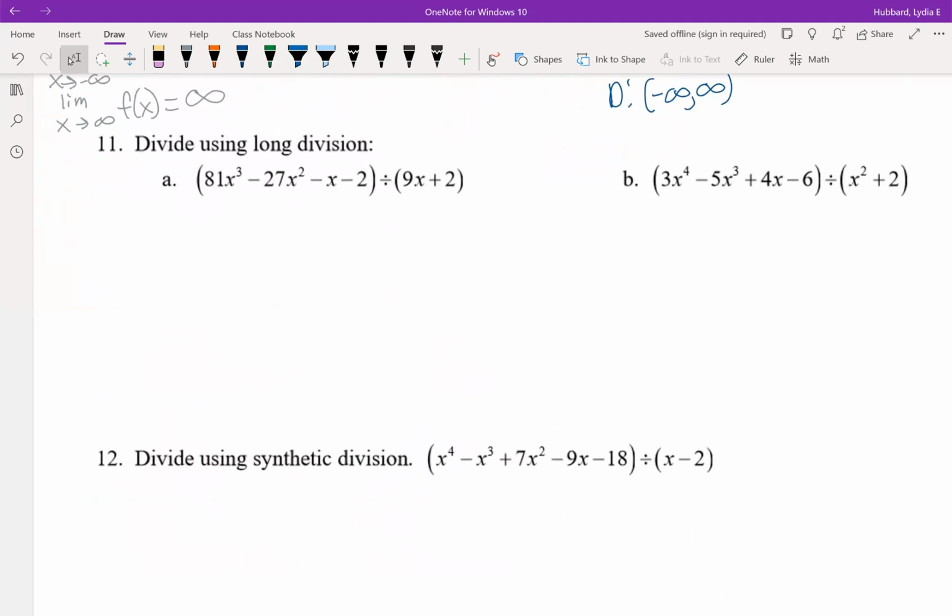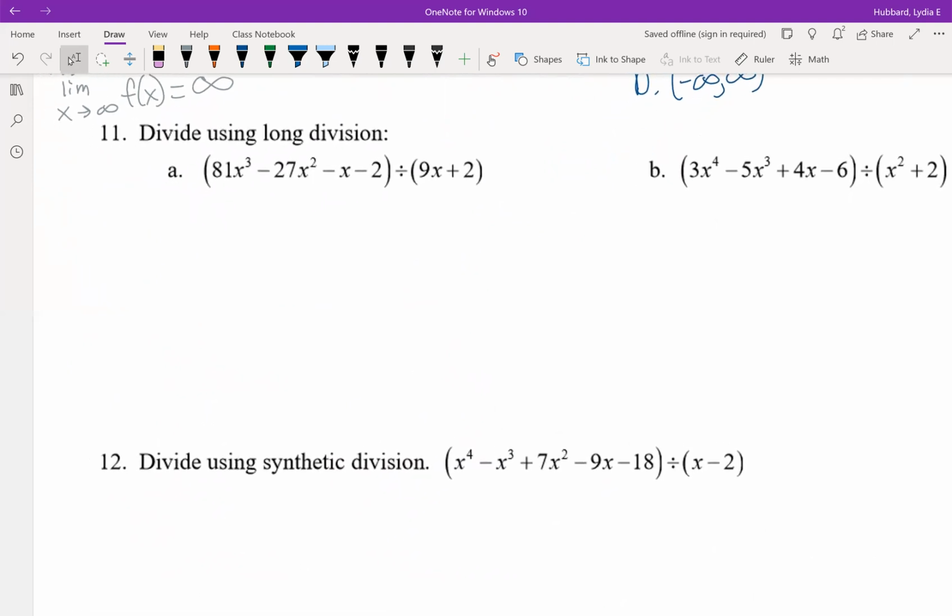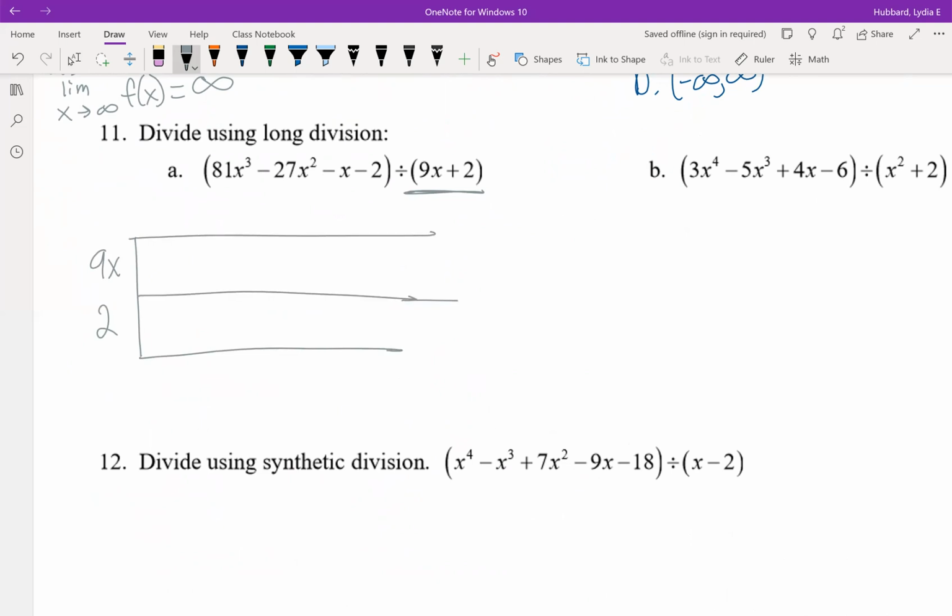Okay, now we're going to divide using some long division, everybody's favorite thing. So in order to divide using long division, we're going to use the box. Okay, so what we're dividing by, which in this case is 9x plus 2, it's going to go on the side. Okay, so then we take our first term, the 81x to the 3rd, and we're going to put it here. Okay, so that's always going to go in that first box.